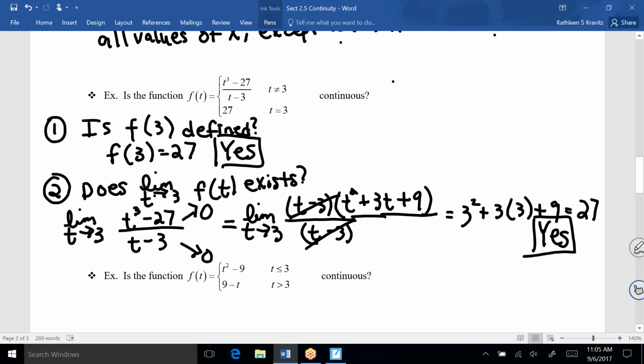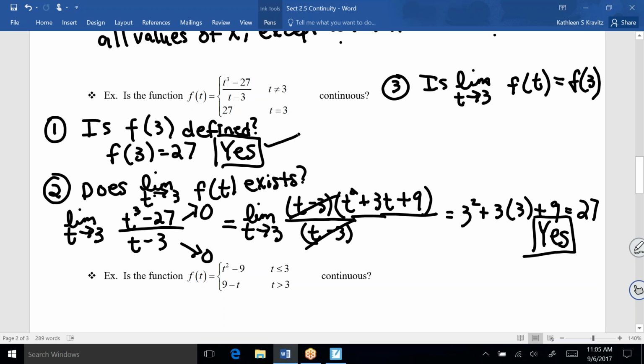And then we have a third part of the test in our continuity test. And that is asking us, is the limit as t goes to 3 of that function f of t equal to the same value that we got for f of 3? And it is, because we saw previously that f of 3 was equal to 27, and then we found out that that limit is also equal to 27. So both of them are 27, so this is yes. So this function is going to be continuous.